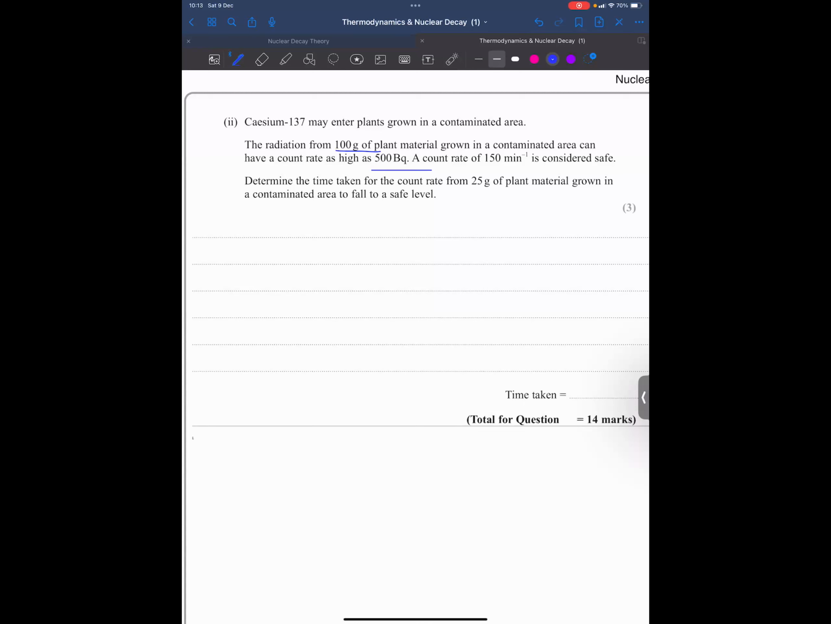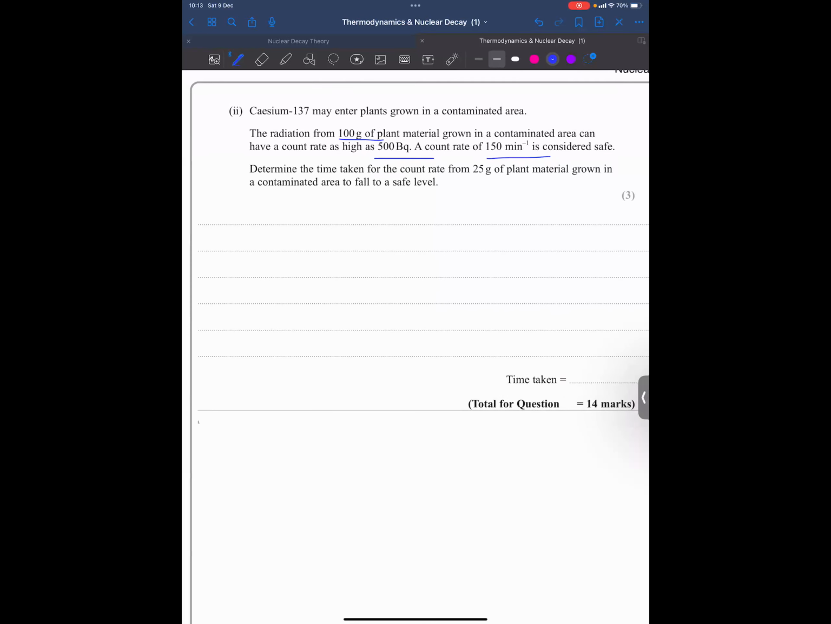The count rate of 150 per minute is considered safe. Determine the time taken for the count rate from 25 grams of plant material grown in a contaminated area to fall to a safe level. Right, whereas in 100 grams the count rate is 500 becquerels, then in 25 grams it will be 1/4 of that, which is 125 becquerels.